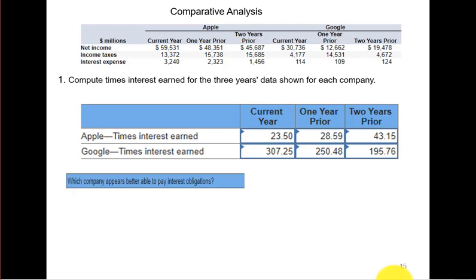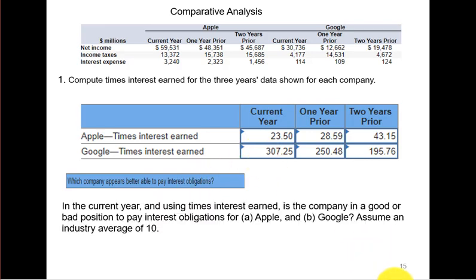So which company appears to be better able to pay their interest obligations? Well, absolutely Google does. In the current year, using times interest earned, is the company in a good or bad position to pay interest obligations for Apple and Google, assuming a 10? Well, again, 10 is not even close to 23 or 307. So they're both doing fine.